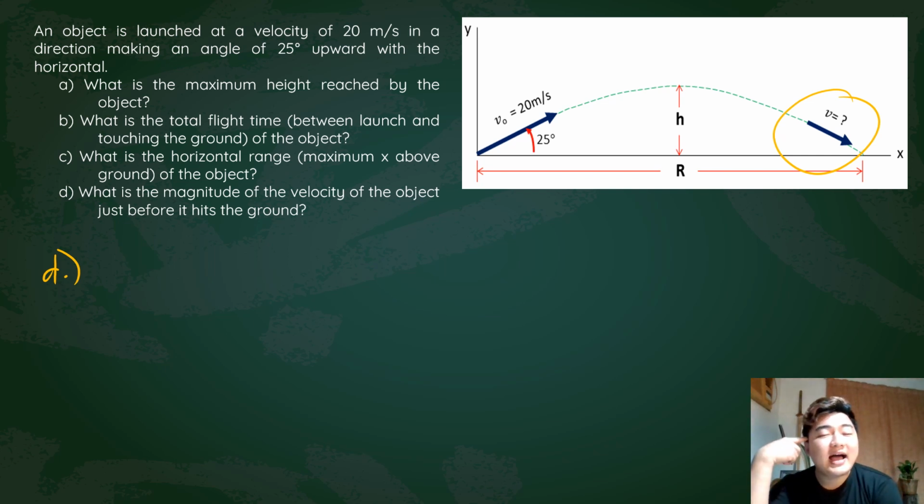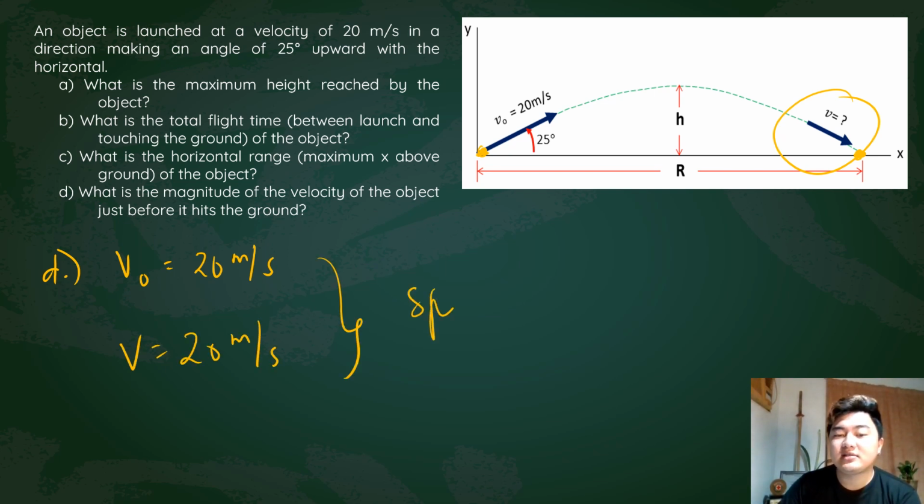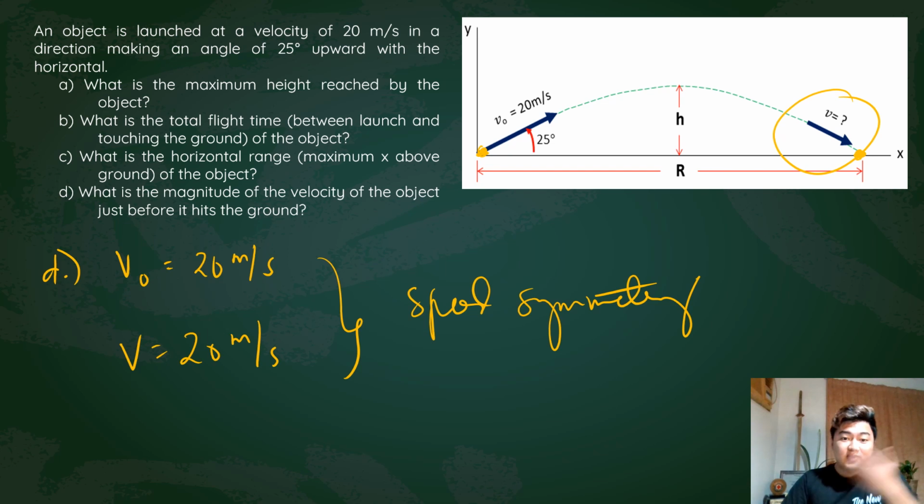Now, remember that projectile motion also follows the symmetries in free fall. So, if the magnitude of the initial velocity is 20 meters per second, at the same point, going down, that will also be 20 meters per second. That follows your speed symmetry. So therefore, the magnitude of the velocity just before it hits the ground is also 20 meters per second.